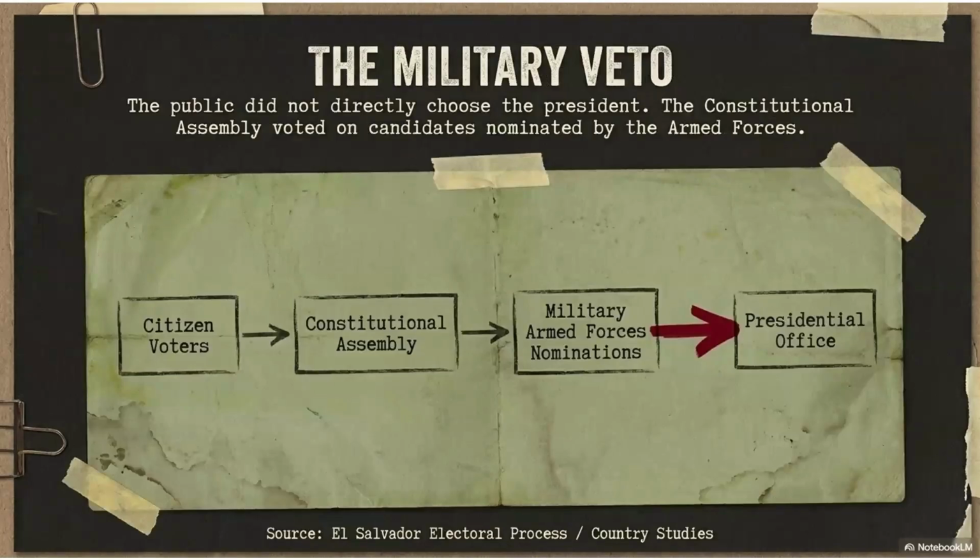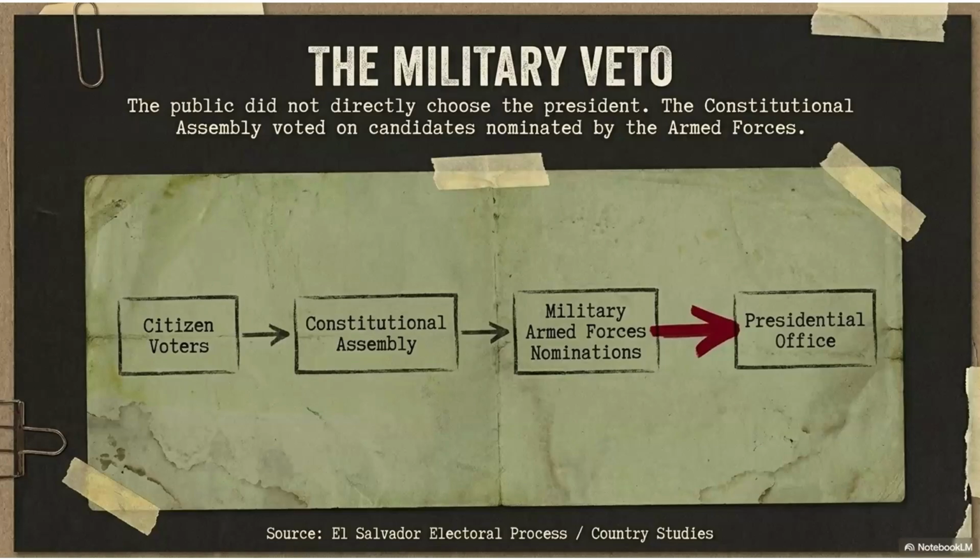On the surface, the 1982 elections looked like a normal democratic event. Citizens voted, parties competed, the Christian Democrats, ARENA, and the PCN received vote shares. Turnout was reported at around 68%, but the election was a constitutional assembly, not a direct presidential vote. The president, Alvaro Magana, was selected indirectly by the assembly from candidates nominated by the armed forces.